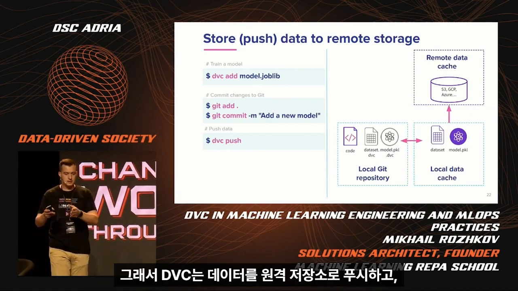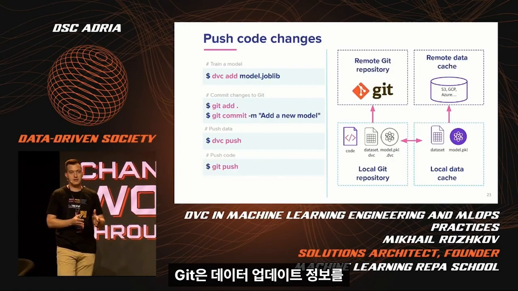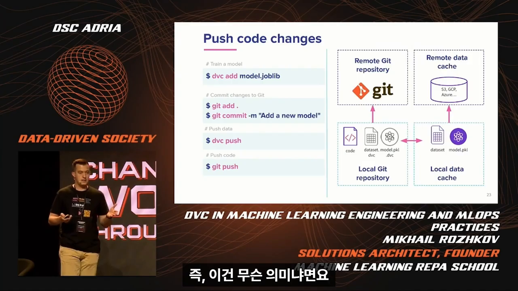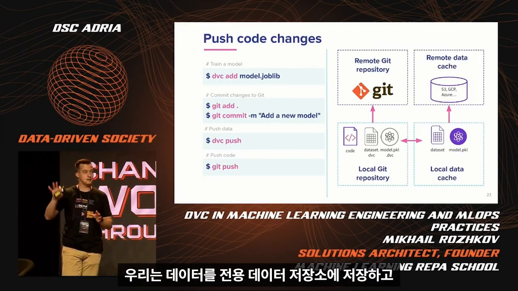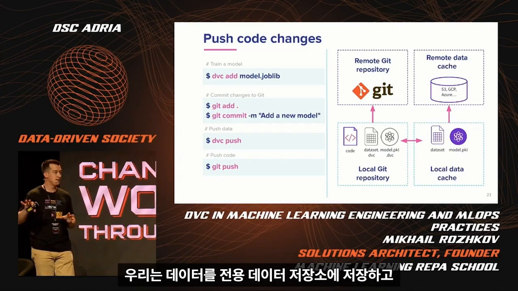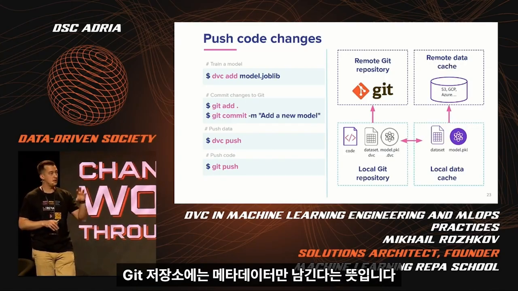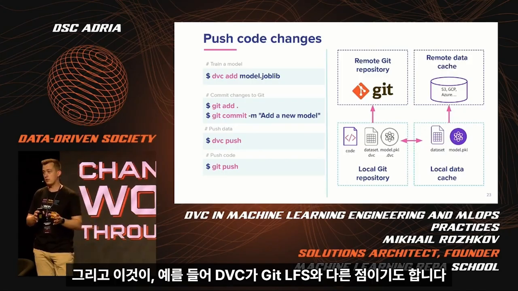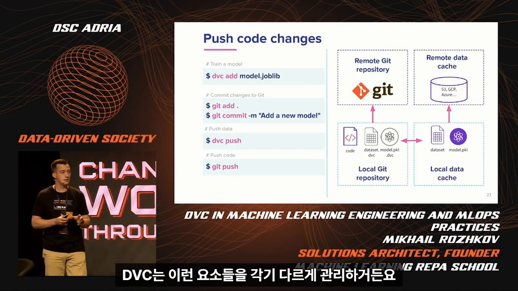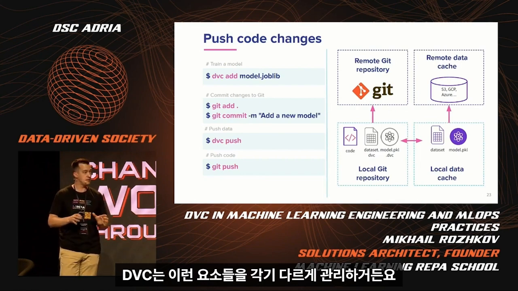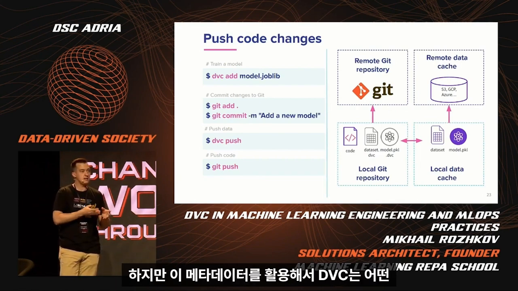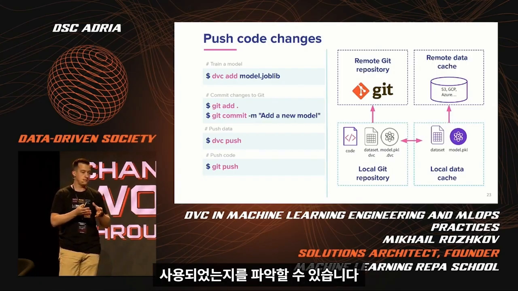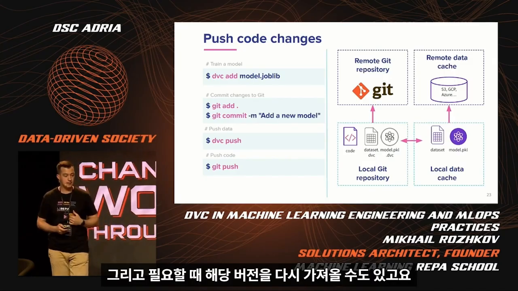So DVC pushes this data to the remote storage, and Git pushes the updates to your remote Git repository, like GitLab or GitHub. So it means that we store data in specialized data storage, and we keep only metadata in our Git repository. And this is how, for example, DVC is different from Git LFS. It keeps all these things differently. But by using that metadata, DVC can understand which version of the dataset or model is used for this specific version of code, and can bring it back when you need.